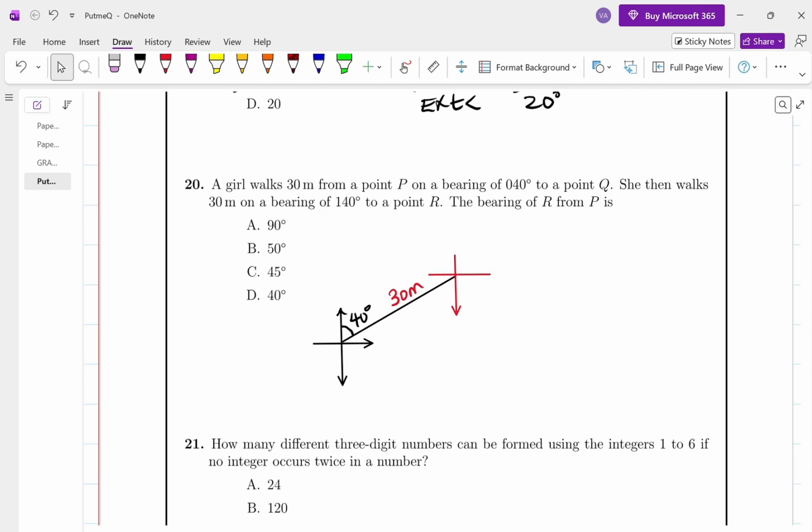Okay, she then walks 30 meters again on a bearing of 140 degrees to a point R. So 140 is going to be somewhere here. So that's where 140 would be. I want it to automatically become a straight line. Okay. So, yep. Behave.